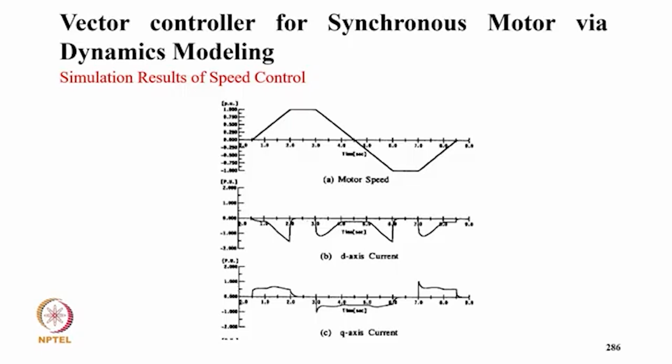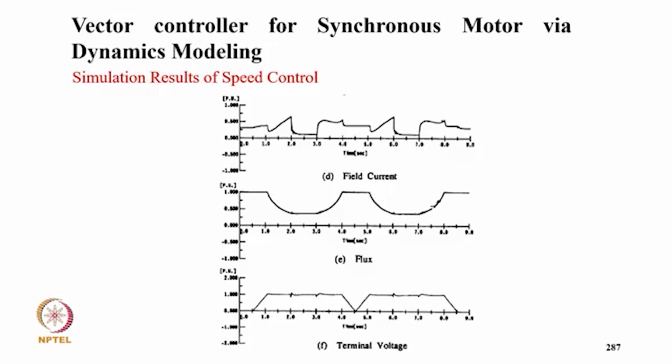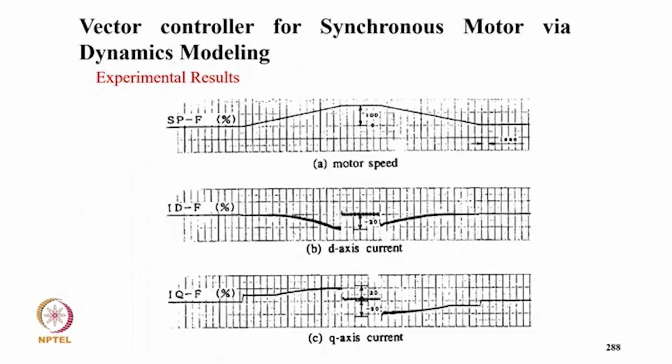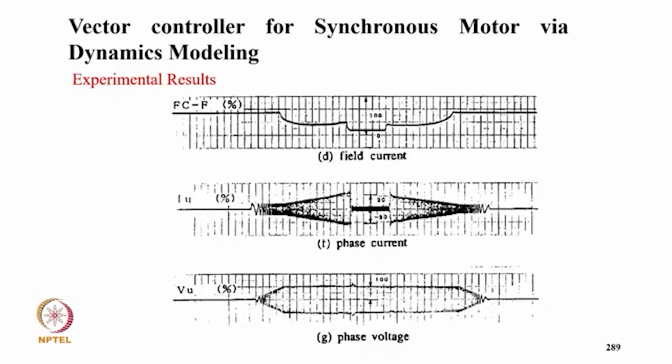And these are typically simulated responses of the speed control, showing how the D axis and Q axis currents look during starting, then reversal, and steady-state running. And this is typically the terminal voltage, and the field current and terminal voltage. These are the responses in terms of your IQ and typically the speed. And this is the field current and phase voltage.